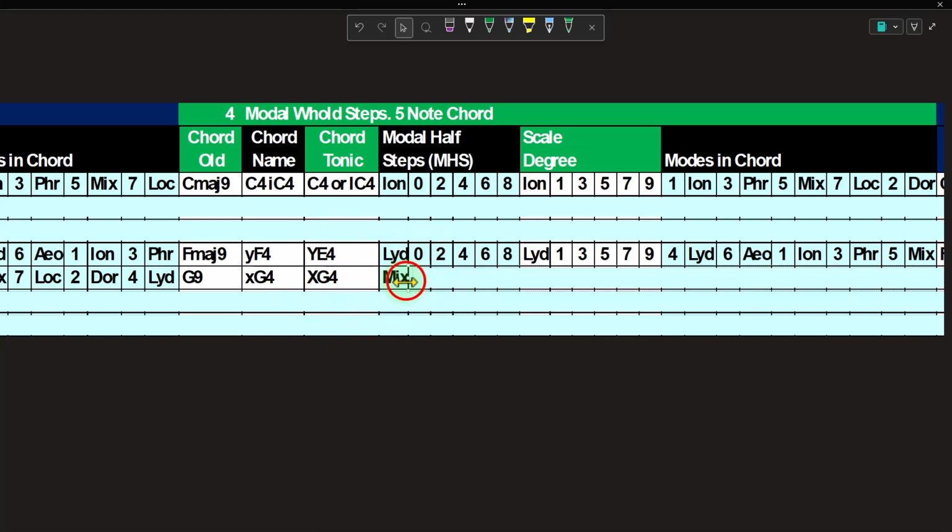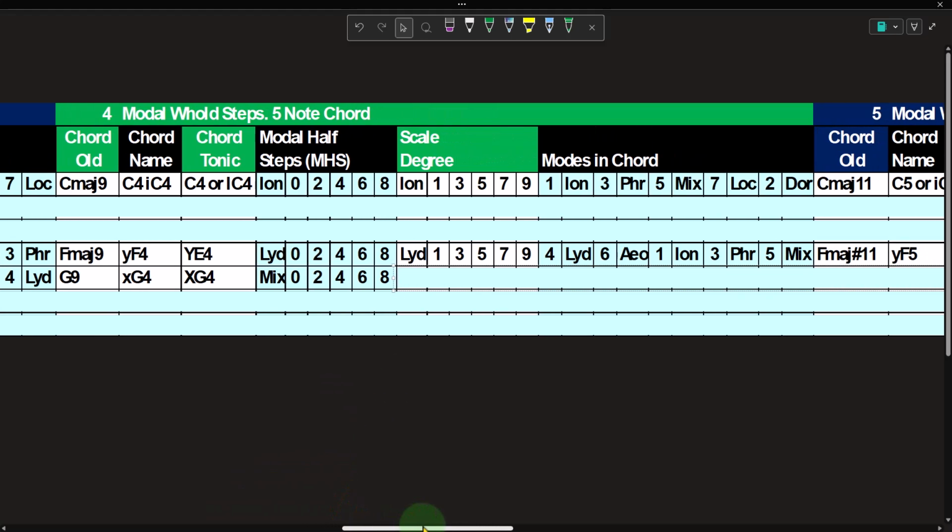So that would be a Mixolydian. It would start on 0, plus 2, plus 4, plus 6, plus 8. That's how you build it. You go plus 2, plus 2, plus 2, meaning a distance of 2, 4, 6, 8. If we look at it from a scale degree, we would make the 5 the 1, and then everything would be off by 1. 1, 3, 5, 7, 9.